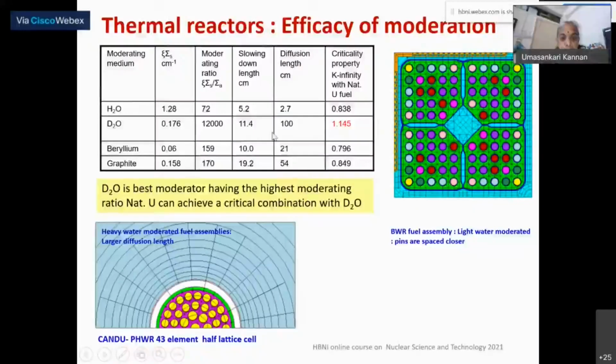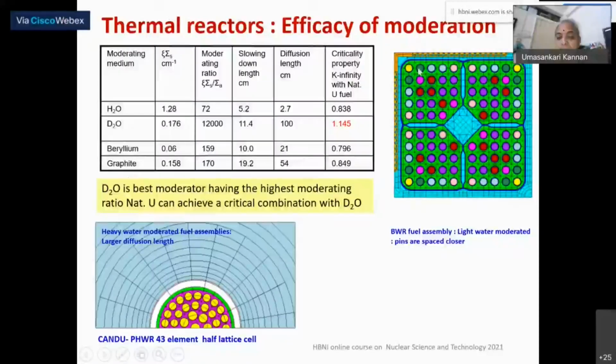So these are all for natural uranium again. And natural uranium, as I have already mentioned to you, can achieve a critical combination with D2O moderator, whereas it would not be possible with the other moderating systems like light water or beryllium or graphite.